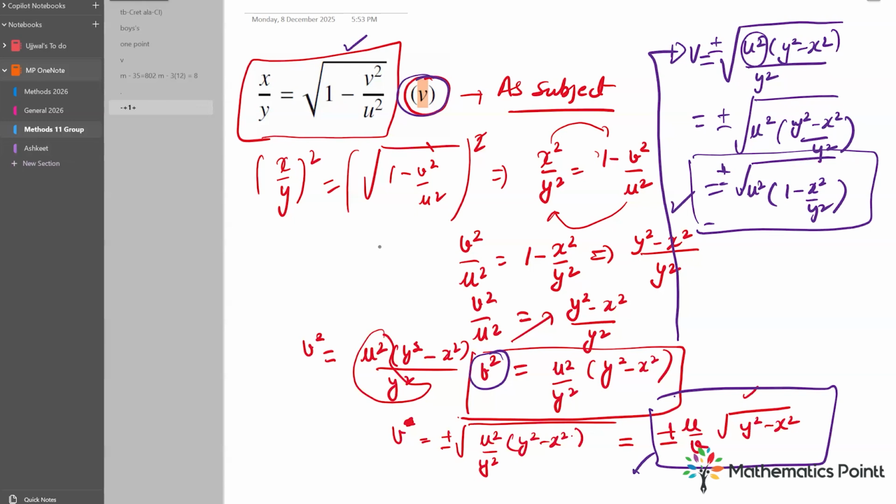Now, if you would have rearranged it differently, if you had taken one here, then you would have negatives here inside. That's the only thing, right? Which I think one of you has done. All good? Yeah.